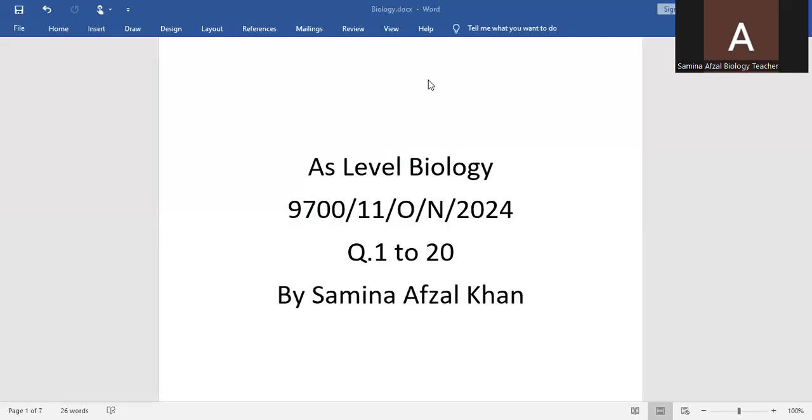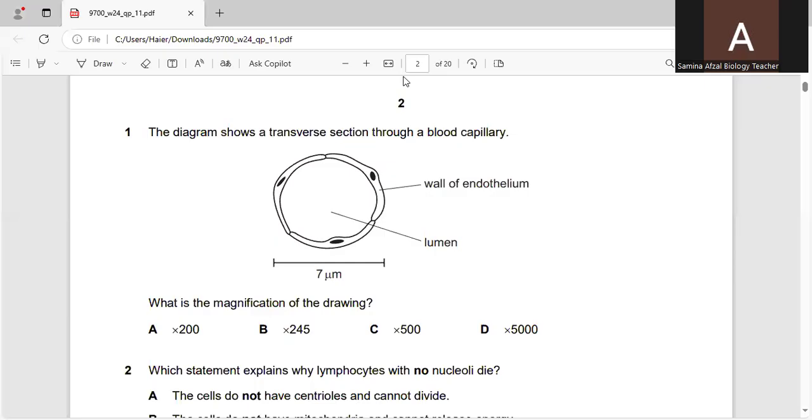AS level biology 9700. Paper 1, variant 1, October/November 2024, question number 1 to question number 20. And question number 1 is, the diagram shows a transverse section through a blood capillary.